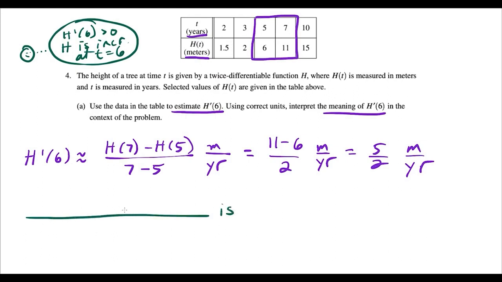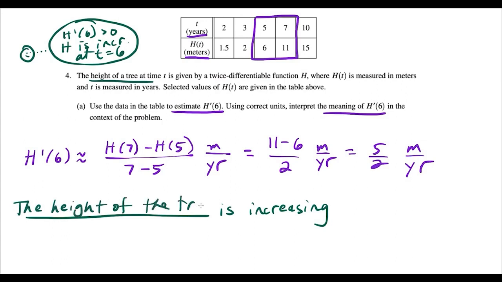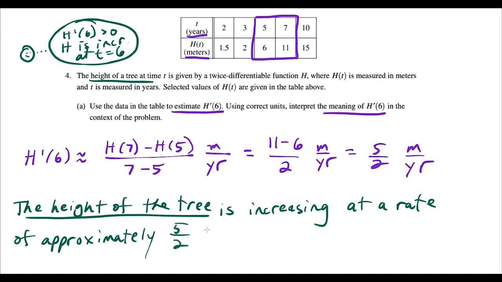But instead of saying blank is increasing, we just have to fill in the blank and think about which function h models. H models the height of the tree at any given time t. So what we could say is that the height of the tree, that's what's increasing. So the height of the tree is increasing at a rate of approximately, and we're writing the word approximately here because remember, this is just an estimate. So at a rate of approximately, and now we write our answer, the 5 over 2 meters per year. And we could specify here too at t equals 6 years.